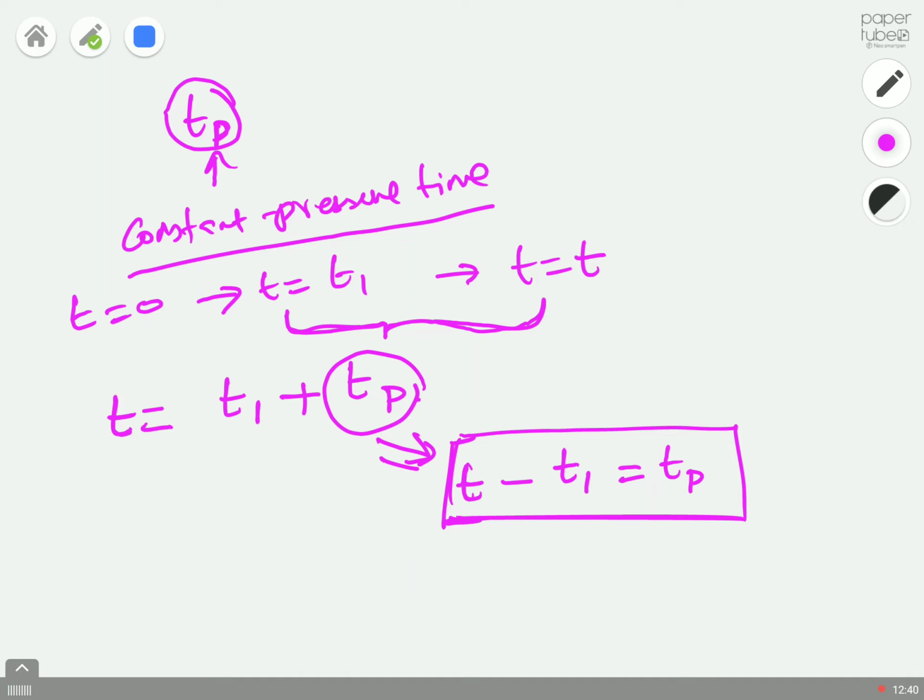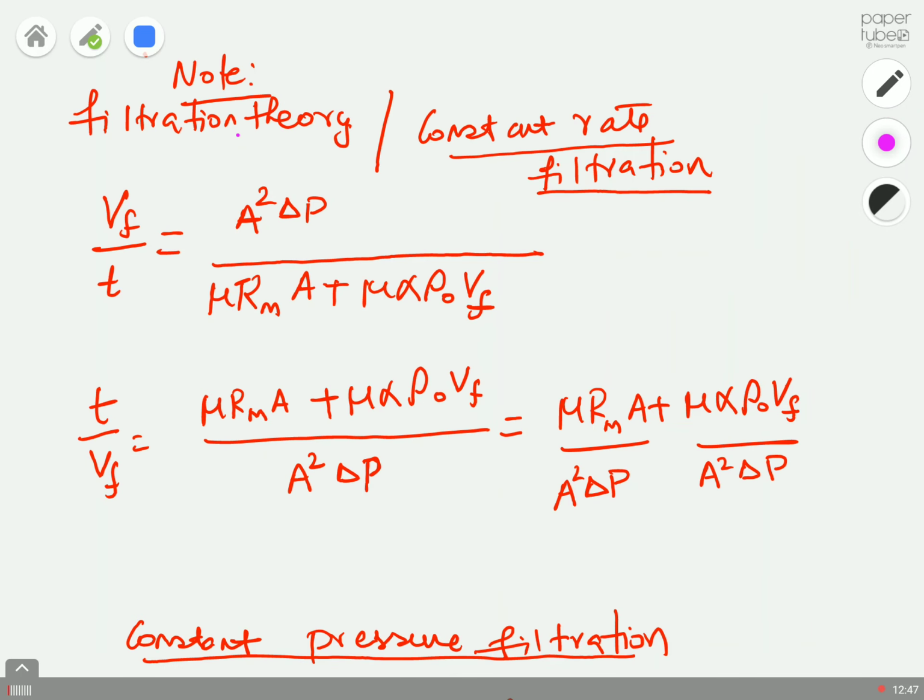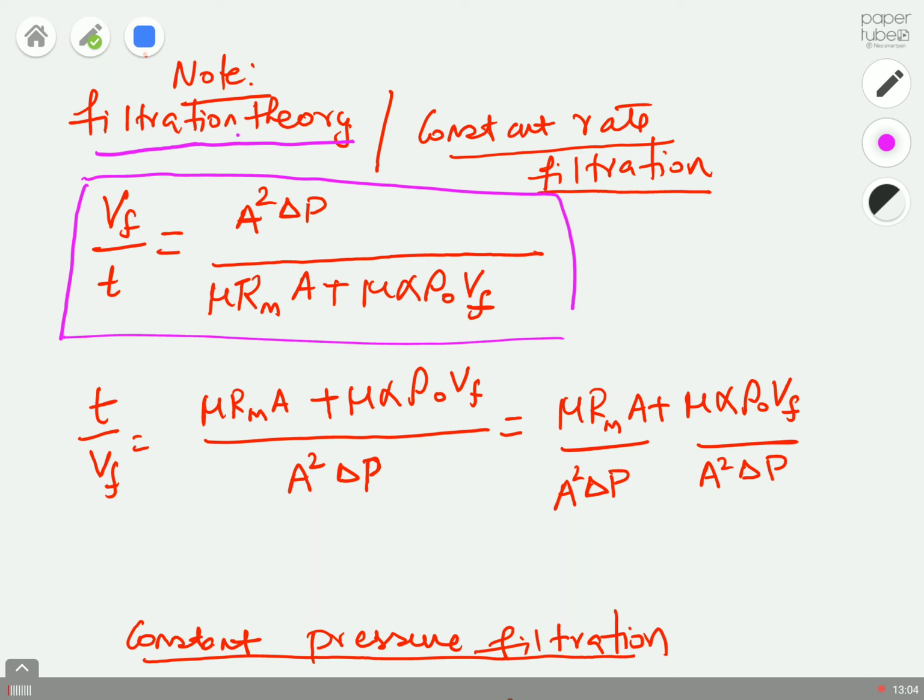So before solving the problem, let's try to remember all the filtration theories that you learned in the class. Just follow the pink lines wherever I'm drawing, focus on that point or that area. For constant rate filtration, that's how you define your filtration rate: Vf by T is equal to A squared multiplied by delta P divided by mu. That's your formula for constant rate filtration.